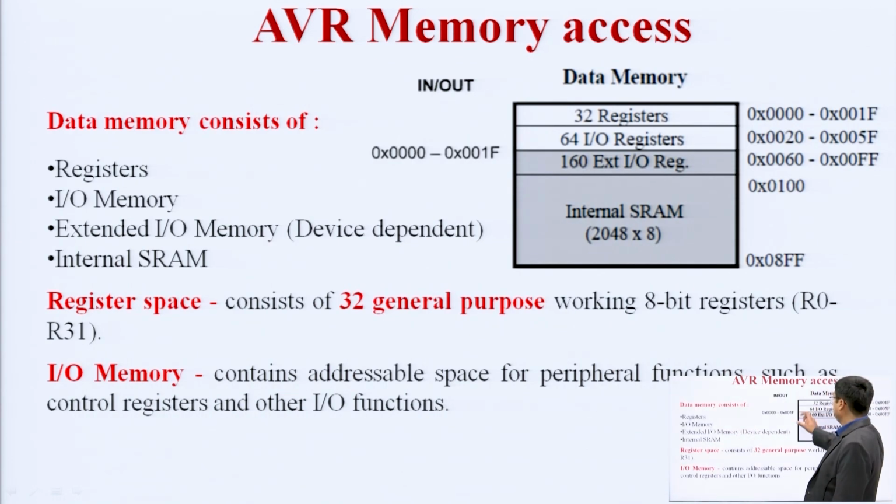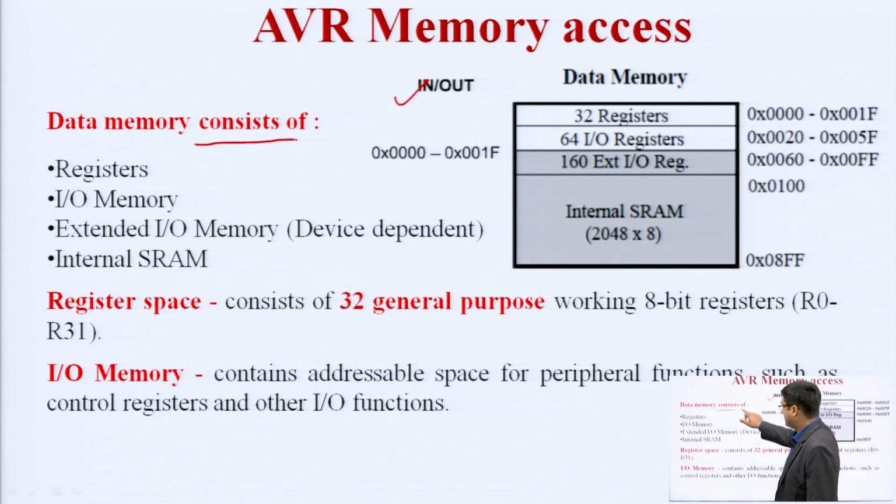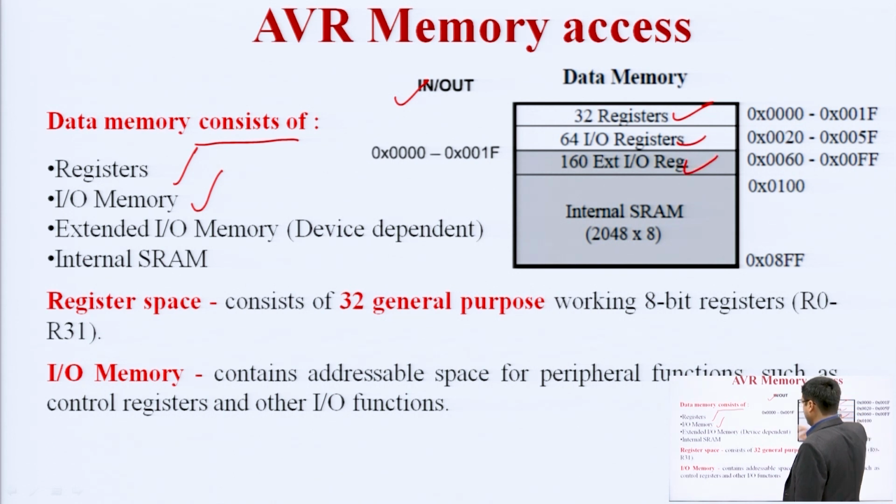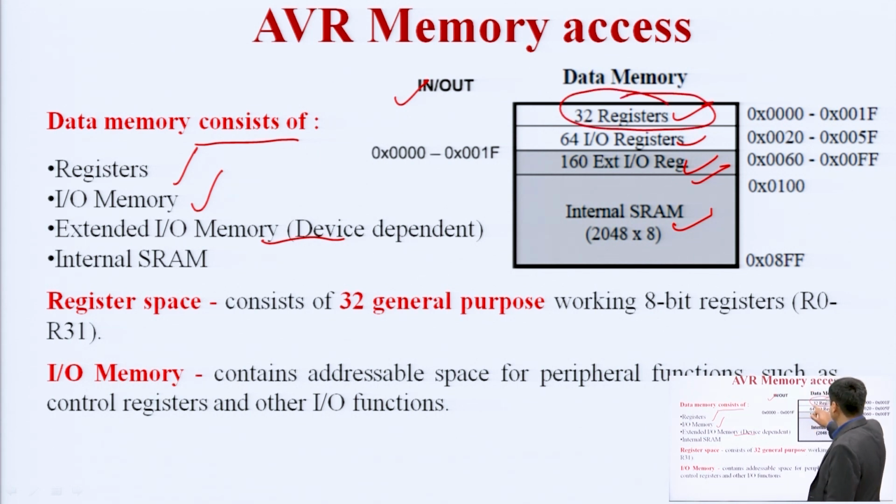So this is, again, the explanation of the memory. Here you can revise the things. Data memory consists of registers, input output memory, external input output memory, and the internal SRAM. 32 general purpose registers are available, that is why 32 is written here, from R0 to R31.